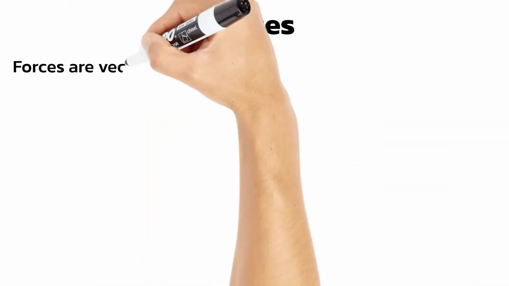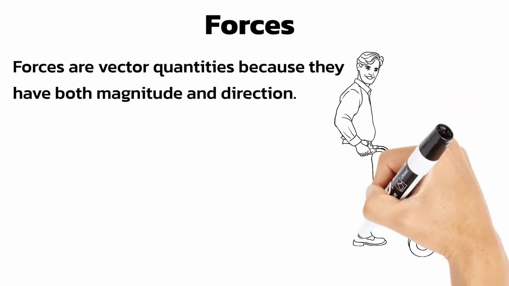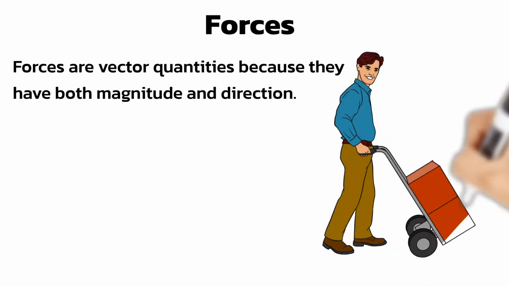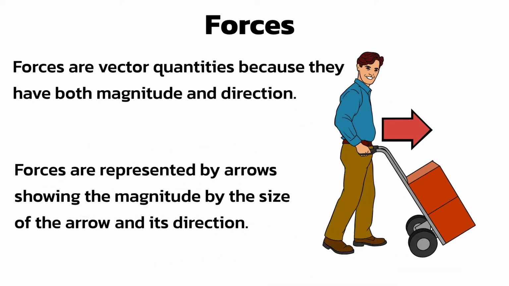From a previous lesson you should know that forces are vector quantities, which means that they have magnitude and direction. Forces can be represented by arrows in diagrams, with the size of the arrow showing the magnitude and the direction. If you need to review scalar and vector diagrams, take a look at the video linked in the details below.